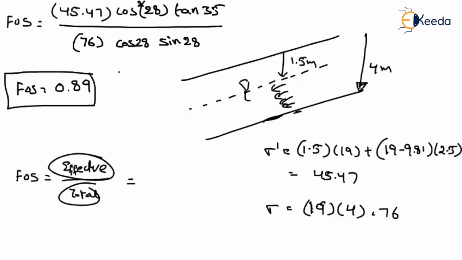Always remember one thing. If it is seepage parallel to the slope, in the numerator you have to take the effective stress. In the denominator you have to take the total stress up to the layer where you are finding the factor of safety. If we remember this, we cannot make a mistake in the exam.